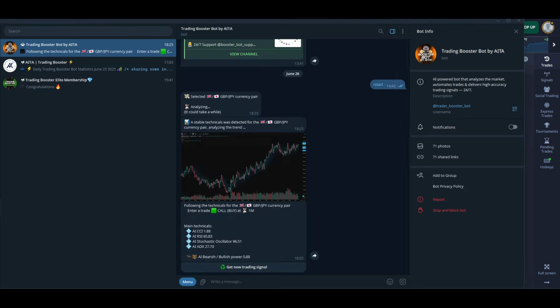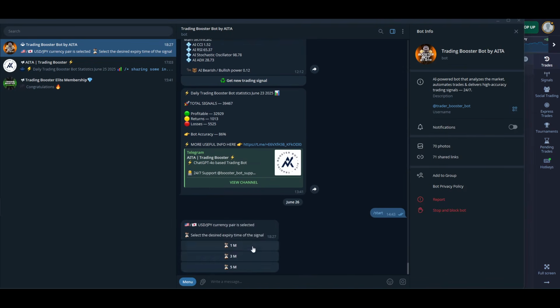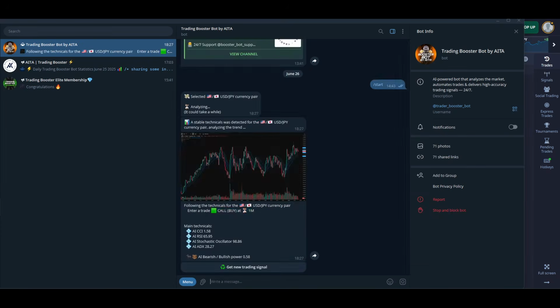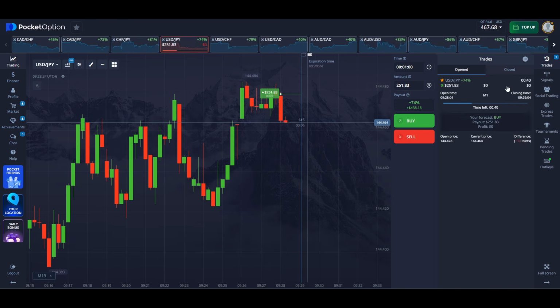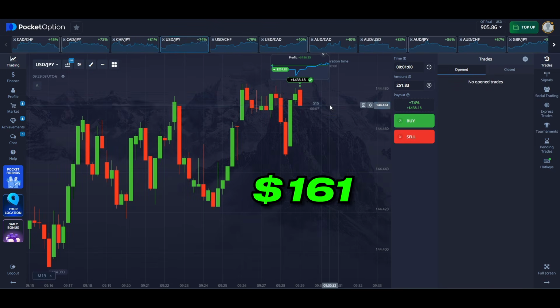I choose the US dollar to Japanese yen currency pair, go to the booster bot, and select the same currency pair. I set the trade time to 1 minute. And I get a buy signal. I am initiating a buy trade right from this precise moment and specific location. Subsequently, I have successfully secured a substantial profit of $186 from this trade.